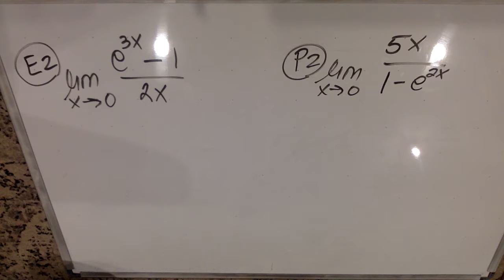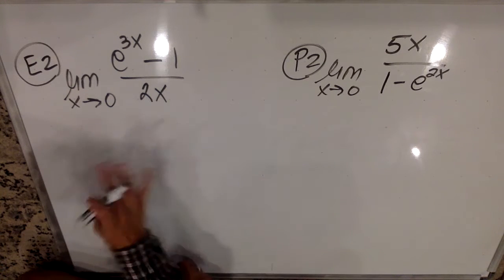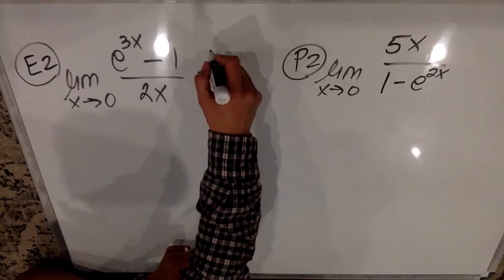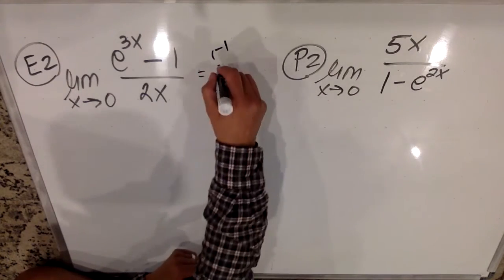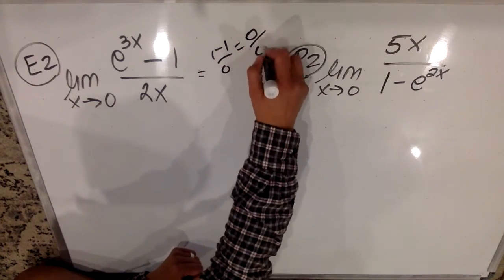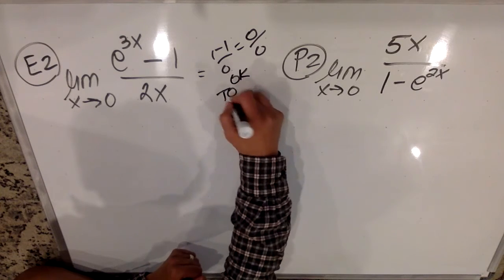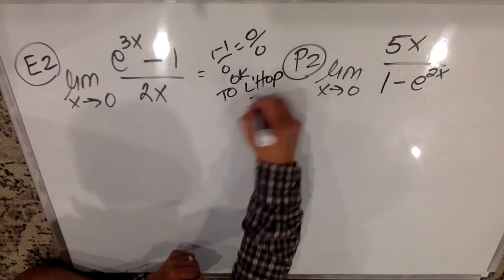Okay, so the first thing I'm going to do is I'm going to plug in and see what happens, right? When I plug in, I get 1 minus 1, because e to the 0 would be 1, over a 0. So that's definitely 0 over 0. That's not the answer, but what it tells me is I'm okay to do L'Hopital's, right?